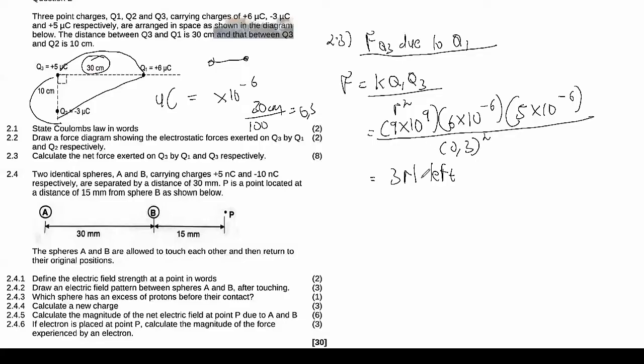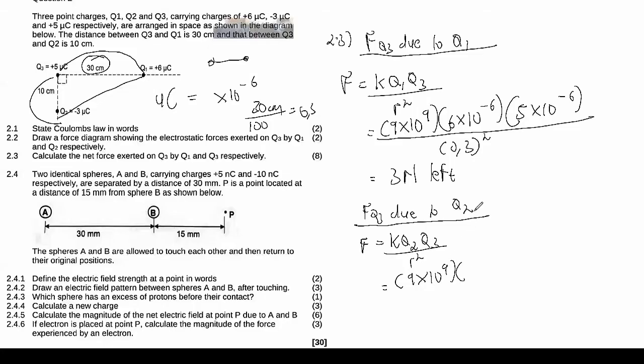So let's now calculate the force on Q3 due to Q2, right? And then we have F again equals K Q2 multiplied by Q3 over r squared, right? Then our K is still 9 times 10 to the exponent of 9. Our Q2, however, is 3 times 10 to the exponent of negative 6. Remember what we talked about.